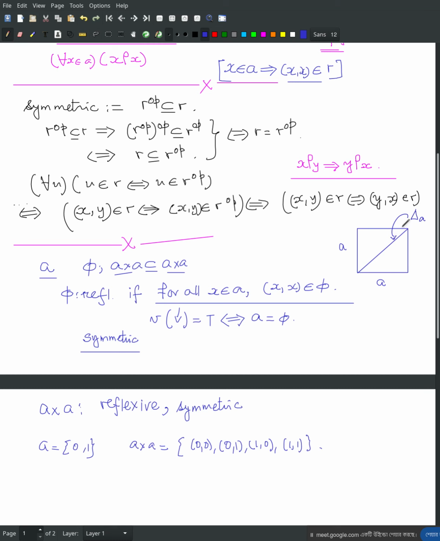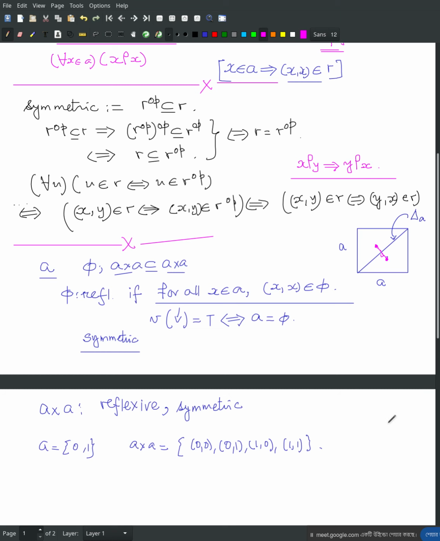So what it says is, for a relation to be symmetric, if something over here is there, then if you take its reflection in this diagonal, that is also there. So that is the picture of symmetry. The diagonal is a line of symmetry for that shape.